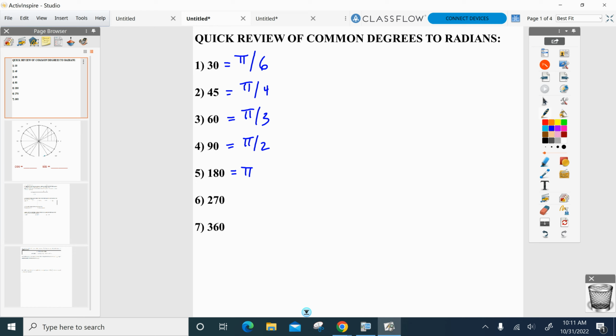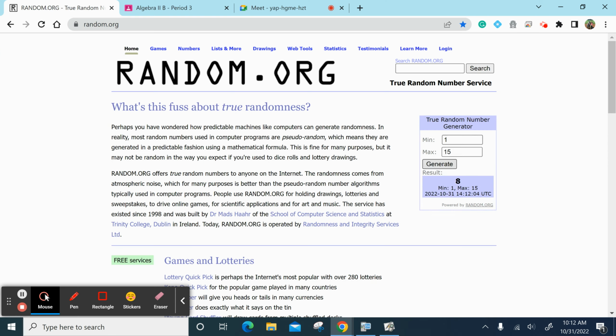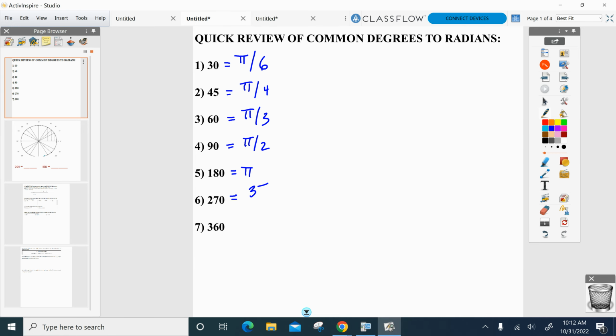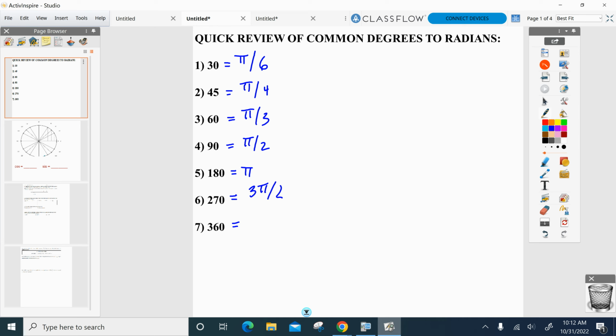All right, now we're starting to get on the quadrantal angles. So I got 90, 180. Let's go to 270. 3 pi over 2. And how about 360? 2 pi. Okay, we're all good?